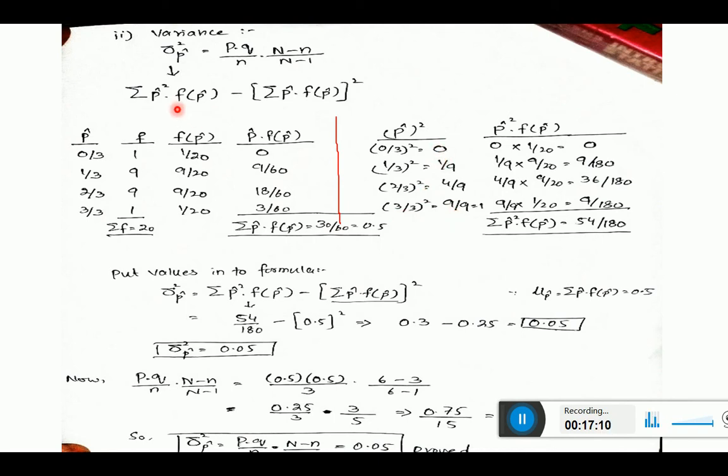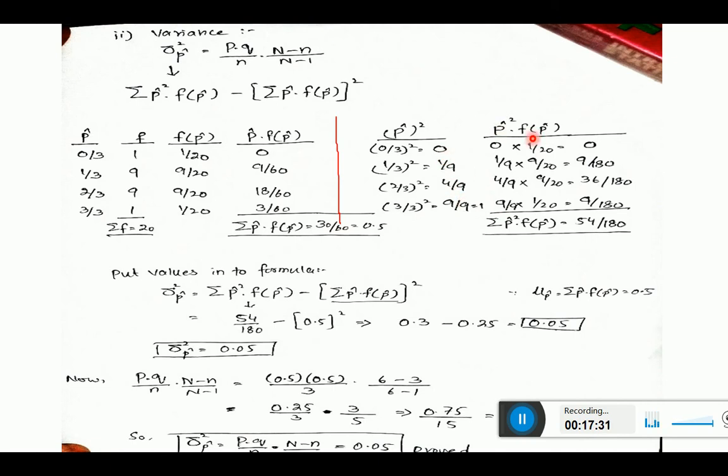Now according to the formula, f of p cap must be multiplied with p cap square, that is p cap square dot f of p cap. The values are 0, 1/9, 4/9, 9/9, and these are the values of your p cap square.